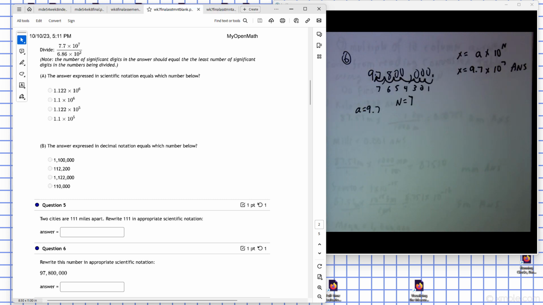And this here, number 6, we write this number in scientific notation. So I wrote the form here for it. X equal to A times 10 to the n. I've got to find my A. So I shift my decimal point over 7 places till I get to a number between 1 and 10. And it was 9.78. N is equal to 7, and my A is 9.78. And I'll replace, and that's my answer in scientific notation.